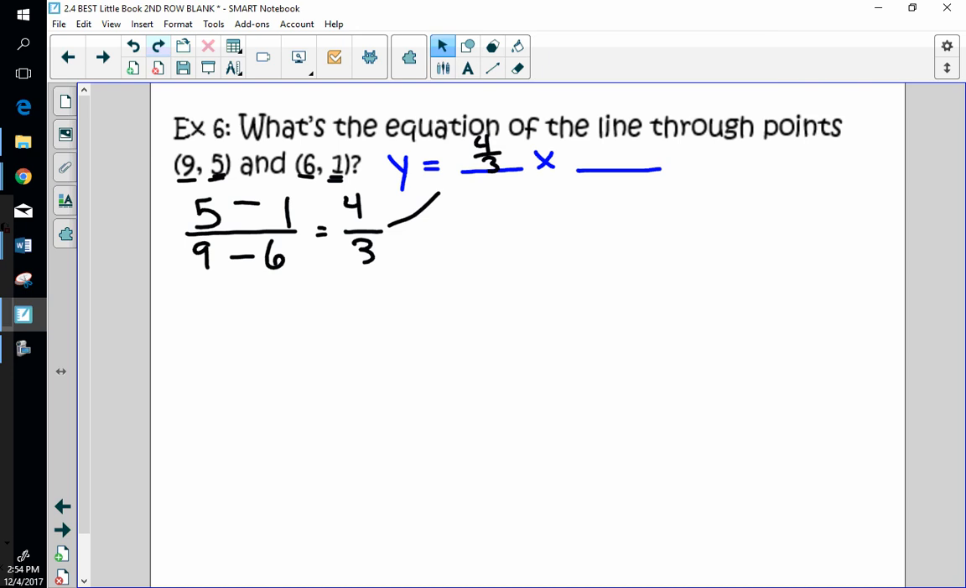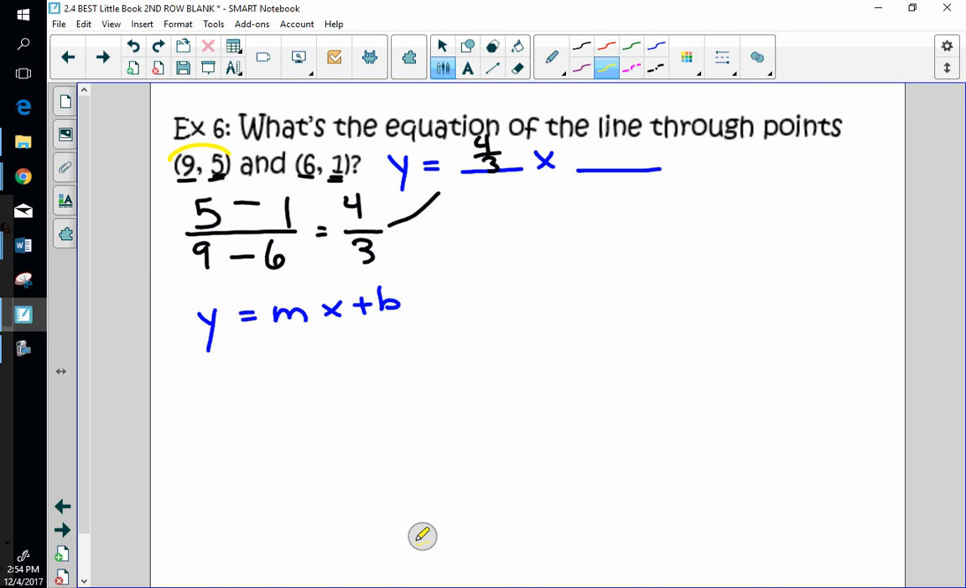Next, again, we have to do our y equals mx plus b. We have to find our slope intercept. So we're going to copy y equals mx plus b. We have to figure out a point. Again, it doesn't matter which one you pick. I think I'm going to pick 9, 5 this time. Again, it doesn't matter. You can just as easily pick the 6, 1. And let's put everything in there.